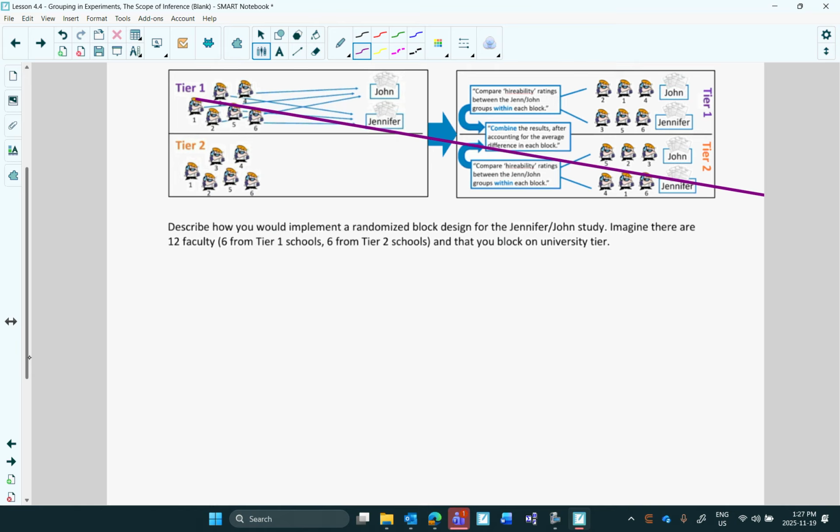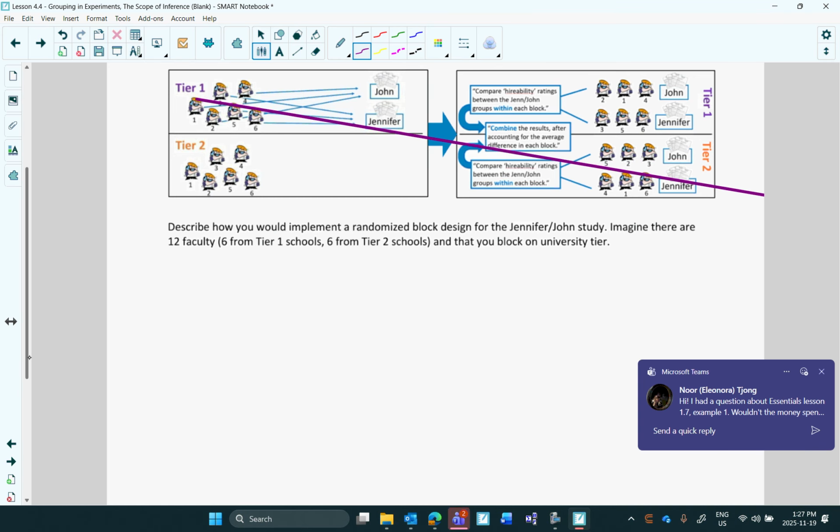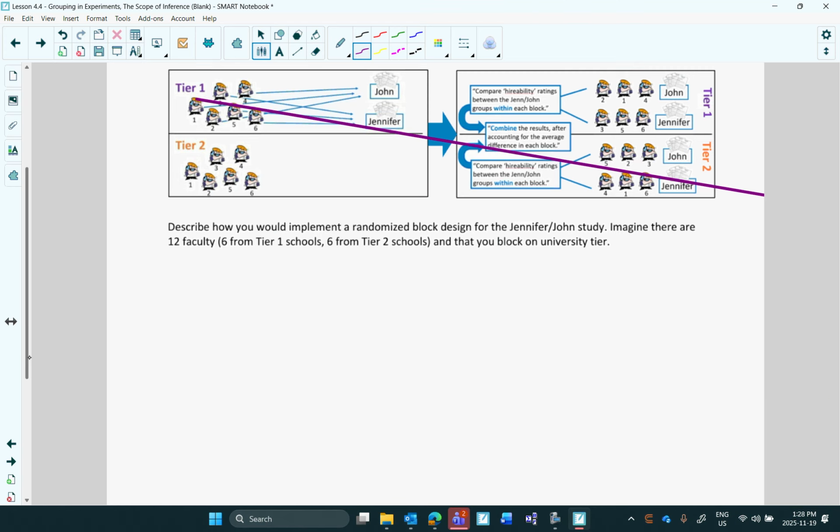What would you do with the 6 people from tier 1? Give them all a number from 1 to 6. Pick 3 random numbers. They go to John. The other 3 go to Jennifer. Repeat with the second tier faculty members.